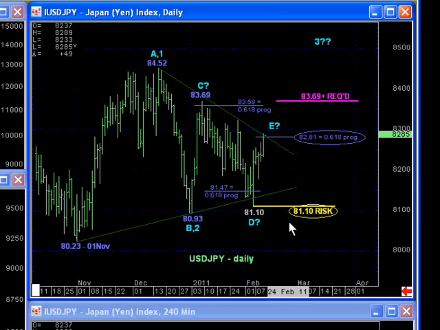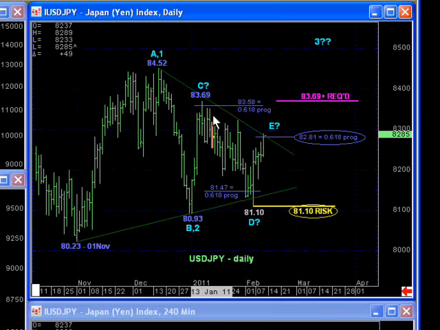Moving to the dollar yen, and very interestingly, you can see on its daily chart here, what we've been wrestling with over the past few months is the prospect of either a major basing and reversal threat or a lateral diagonal triangle pattern from that November 1st low at 80.23.